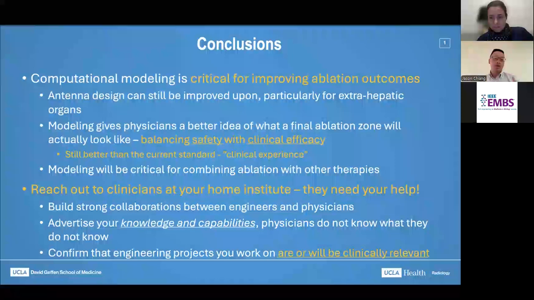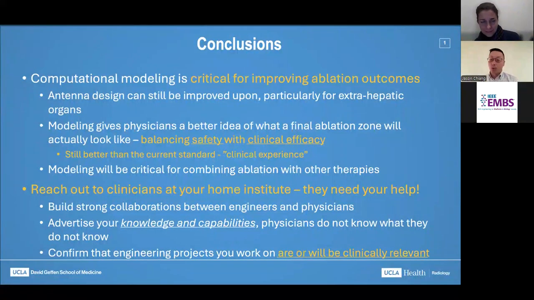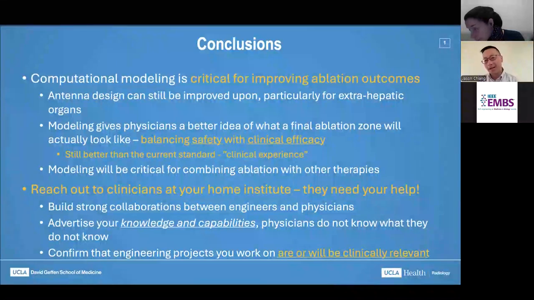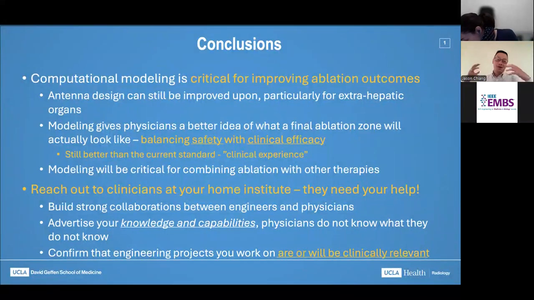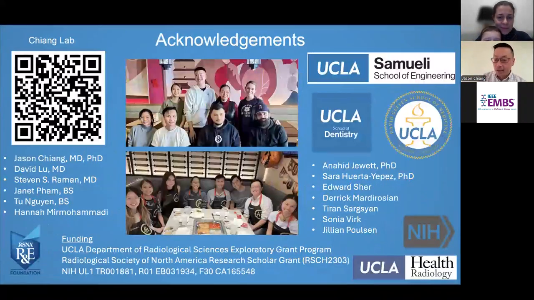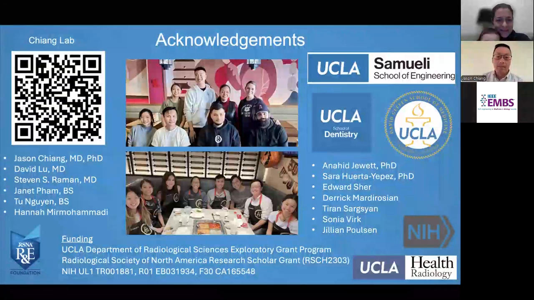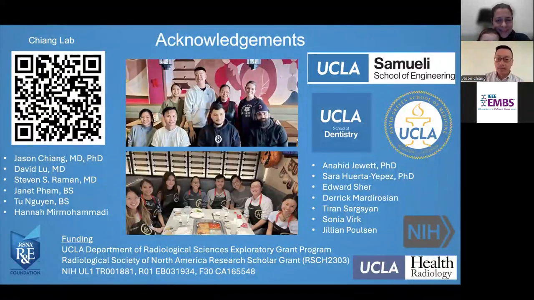And on the engineering side, it's important to confirm that your projects are clinically relevant. So I do see a lot of projects that are good science projects, but may not be good clinical projects. And I think a very good goal would be to make sure that your projects are both scientifically interesting and clinically relevant.